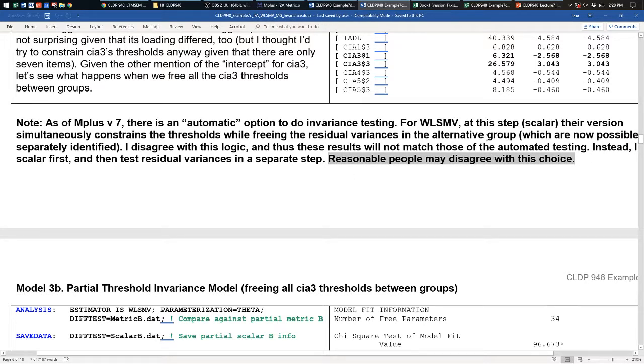So if you try to go through their automated procedures, if you were to have these data, I haven't shared the data with you because they're not mine to share, but if you had some, you would end up potentially with a different answer than what they spit out. But there's a reason for that.